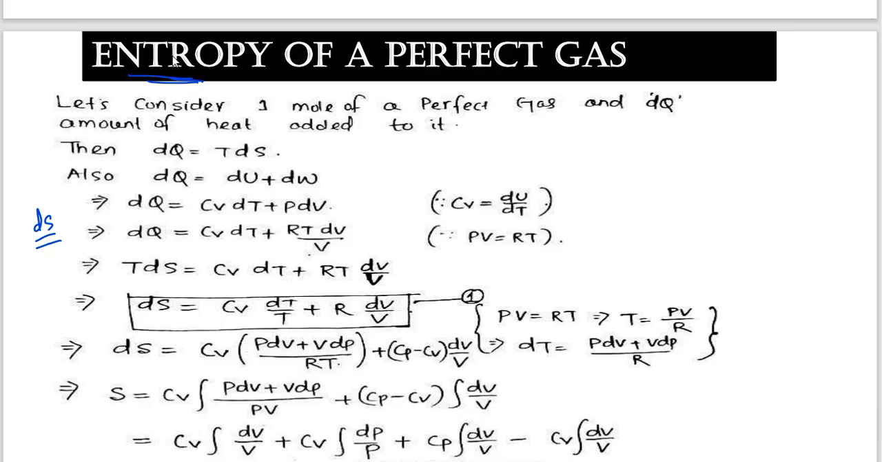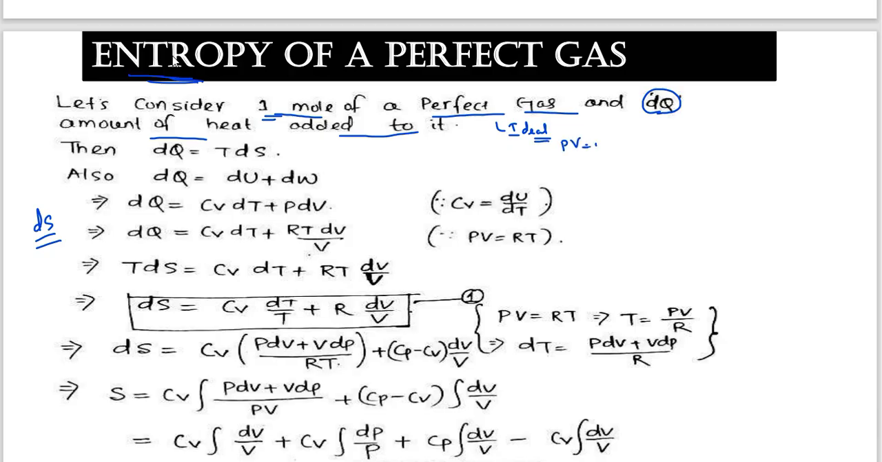Now first consider 1 mole of perfect gas and dQ amount of heat is added to it. So dQ is the amount of heat added, and we consider 1 mole of ideal gas or perfect gas. Perfect gas means same as ideal gas. Okay, so what is the ideal gas equation?